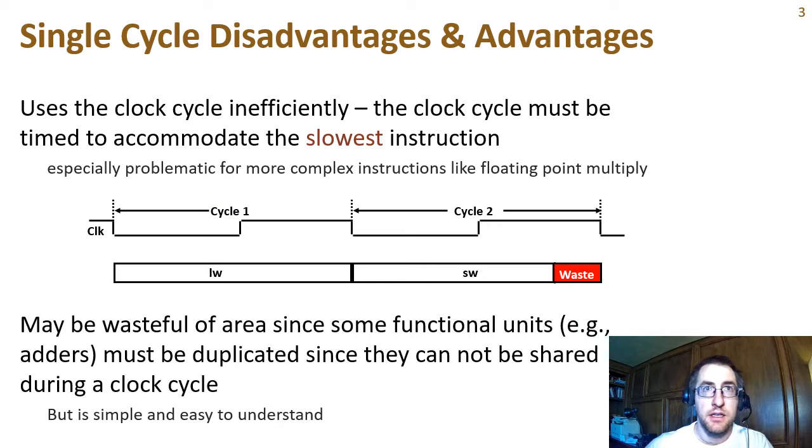In the single cycle design, the cycle time is set to accommodate the longest instruction, which in the MIPS processor we just looked at is the load instruction. Since the cycle time has to be long enough for the load instruction to complete, it is too long for the store instruction, so the last part of the cycle is wasted. We can see this in the diagram, where in cycle 2 there's a store word instruction, and the end of the store word instruction is doing nothing until the clock tick.